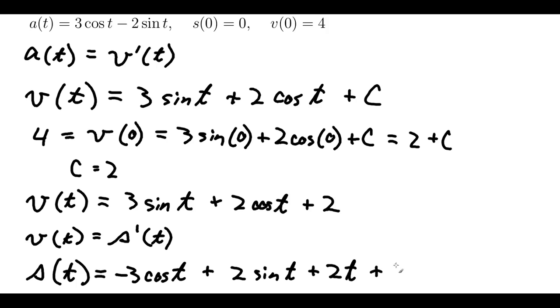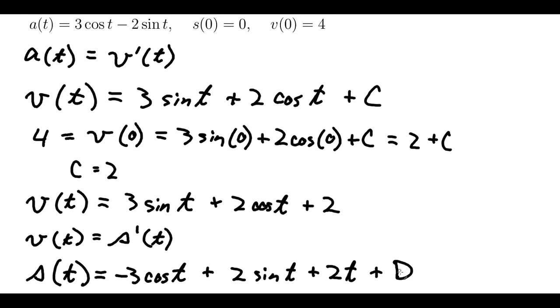And now we have another constant. We can call this d if we want. Or if you want, you could go back and call this c1 and then make this one c2. However you want to do things. We just need different labels for our different constants. So we've got that. This is the general form for our position function. What is it precisely? Well, we look at our given data and we see that the initial position is 0. S of 0 equals 0.